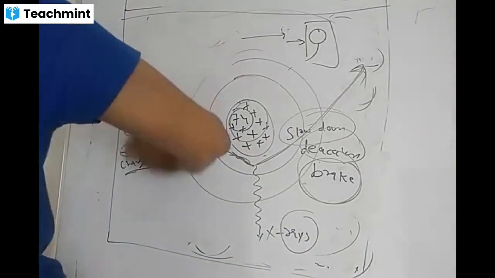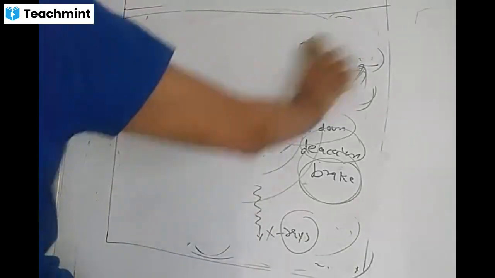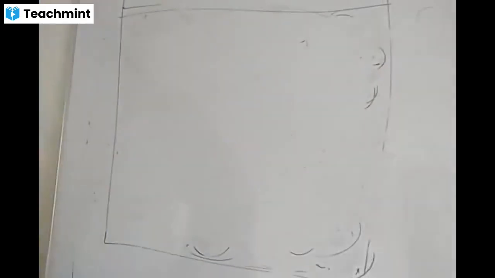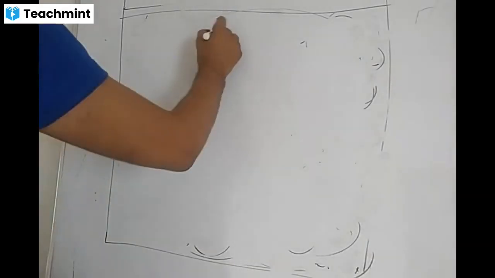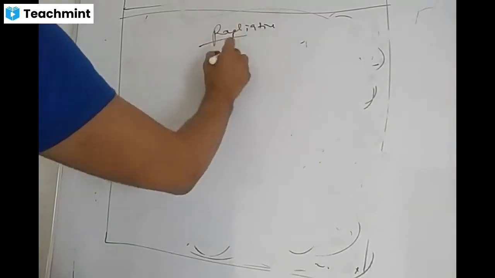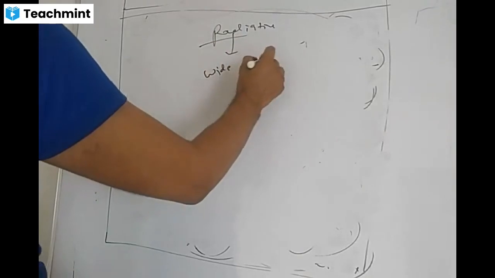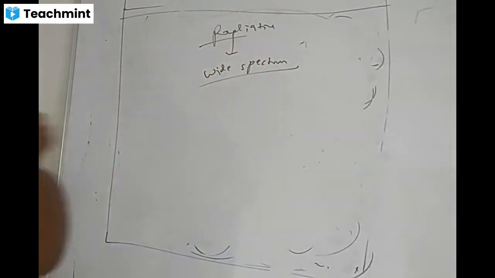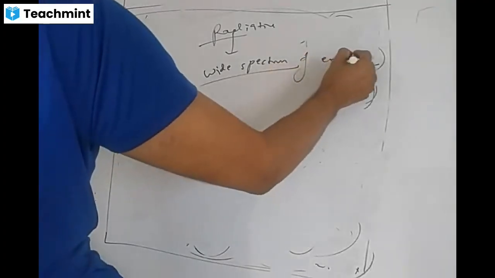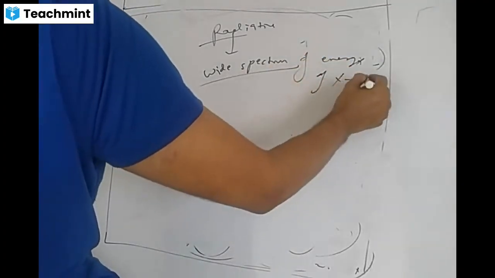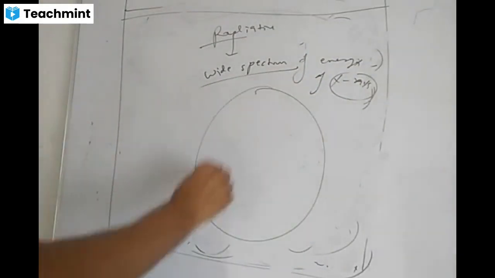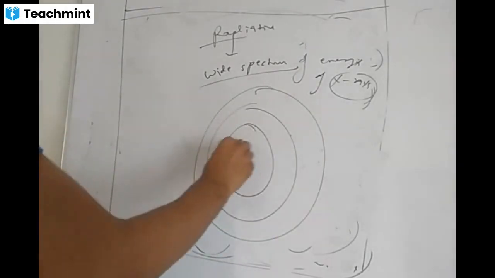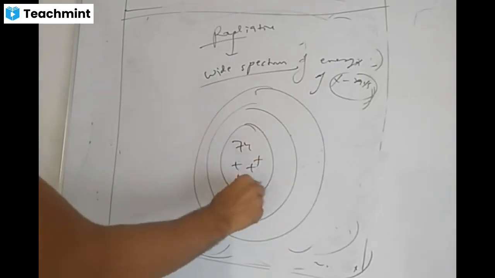The difference between these two, collisional and radiative, is in case of collisional, we were getting some characteristic X-rays. But the radiative interaction will provide you a wide or broad spectrum of energy of X-rays. What does it mean? This is your atom, then having nucleus with 74 positive charges.